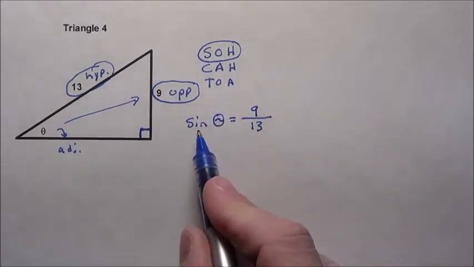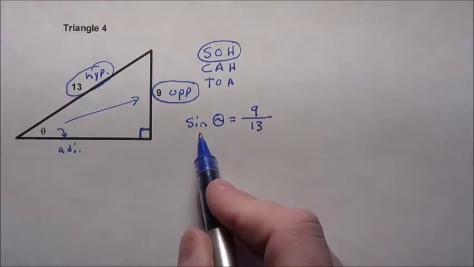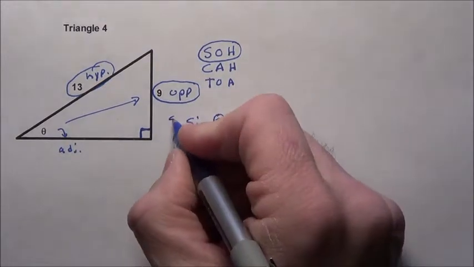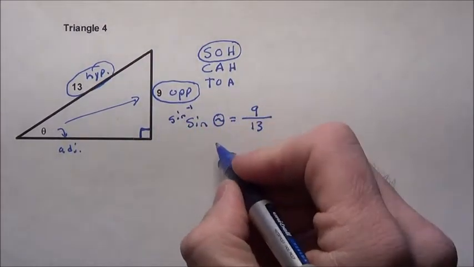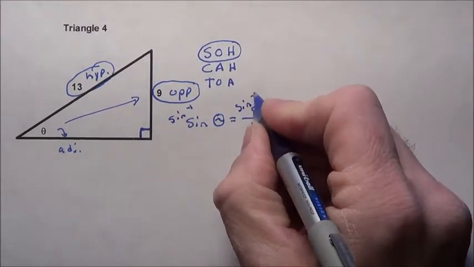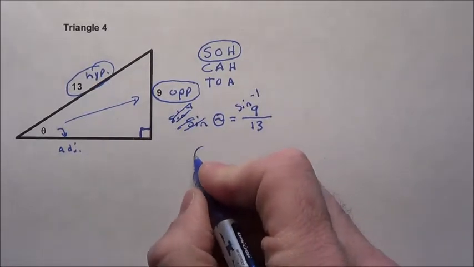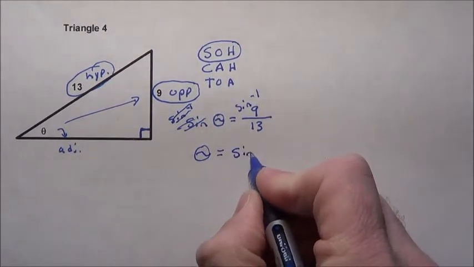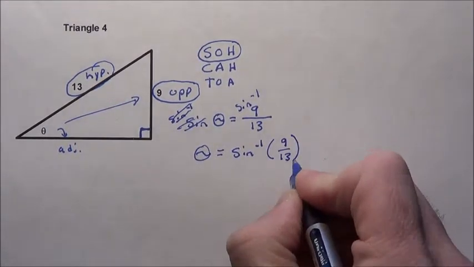How do I get the angle? I've got to get rid of the word sine. How would we undo this? Just like you undo adding by subtracting, you undo multiplying by dividing. We undo the word sine by taking the inverse sine. So we're going to take the inverse sine of this side, which means we've got to take the inverse sine of that. The inverse sine of the sine just goes away basically and leaves us with Mr. Theta. Theta is going to equal the inverse sine of 9 divided by 13.